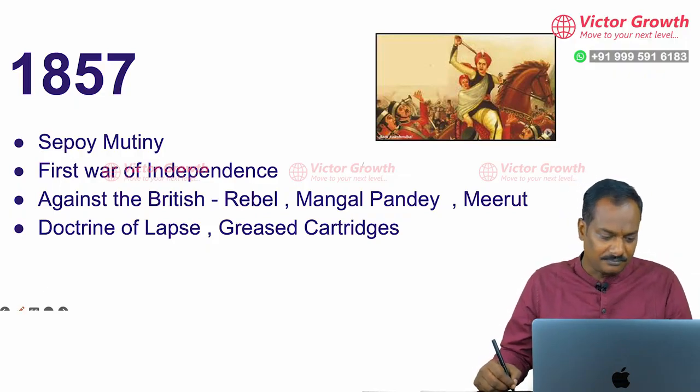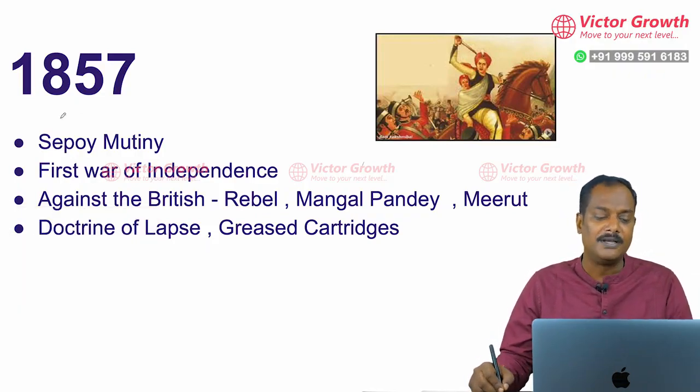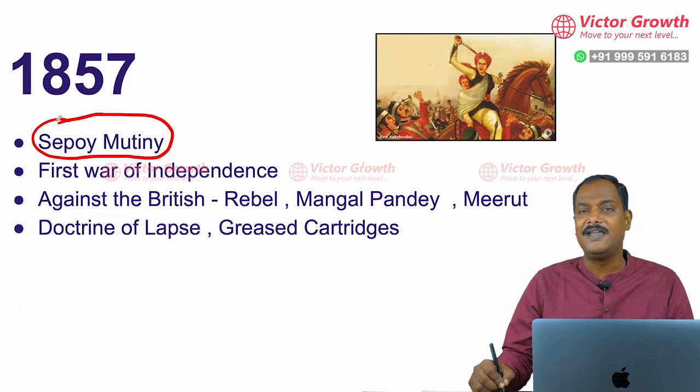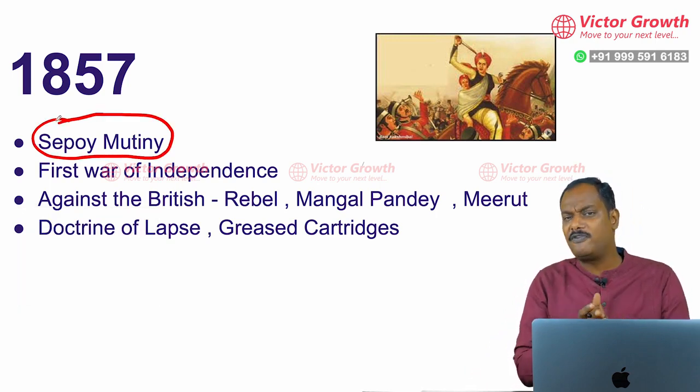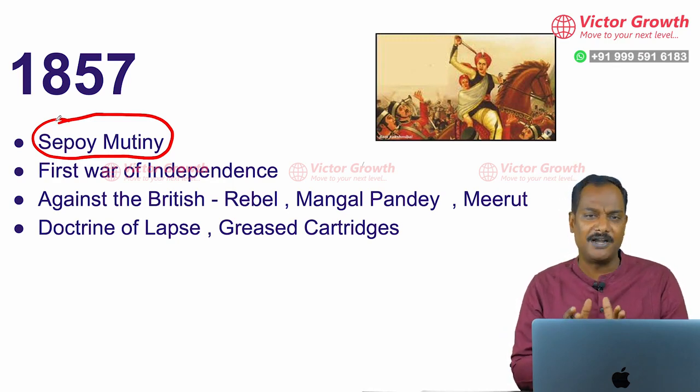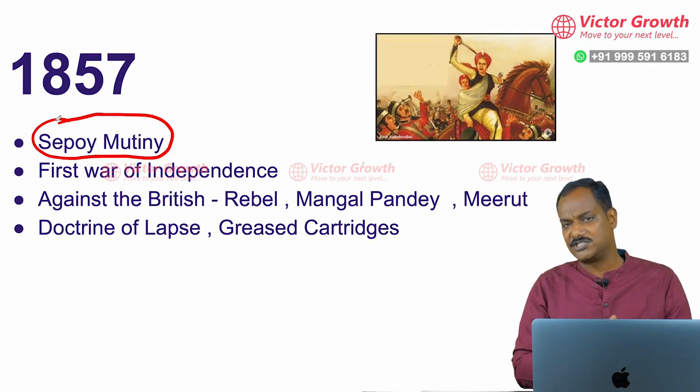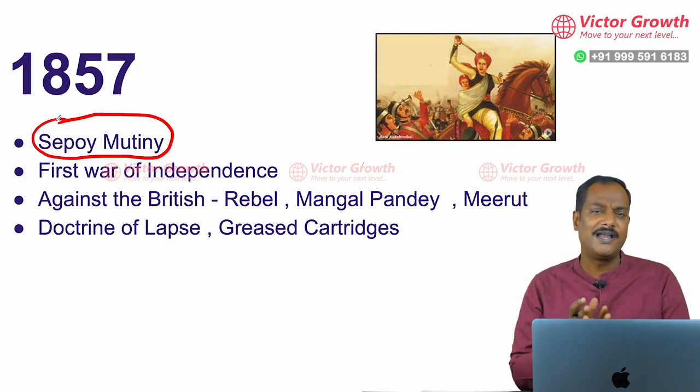1857. In this year, what happened? We had a Sepoy mutiny. That means a group of soldiers revolted against the British. Mutiny means revolt. Sepoy means soldiers of the Indian regiment. They are revolting against the British.